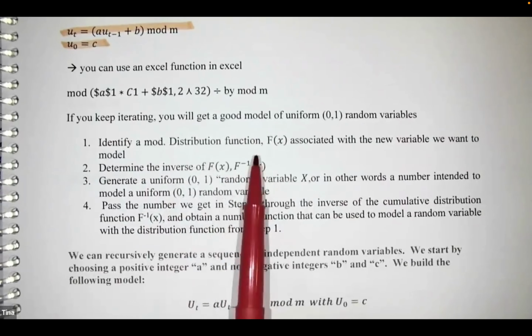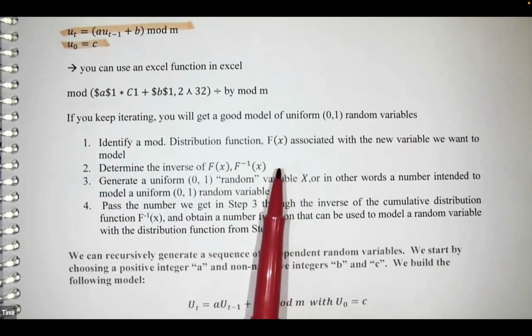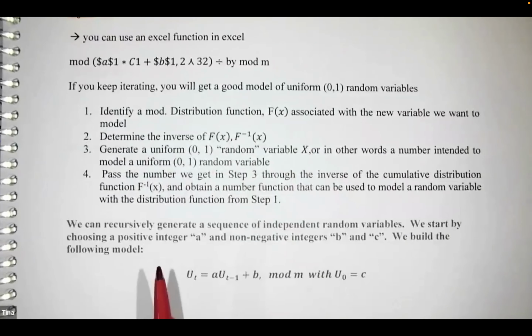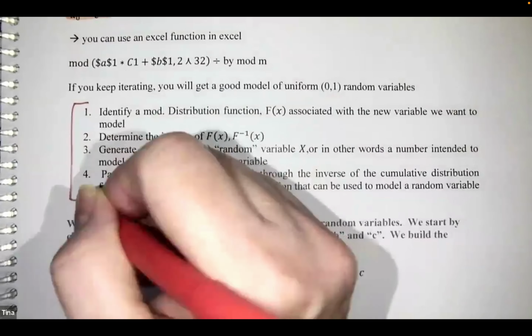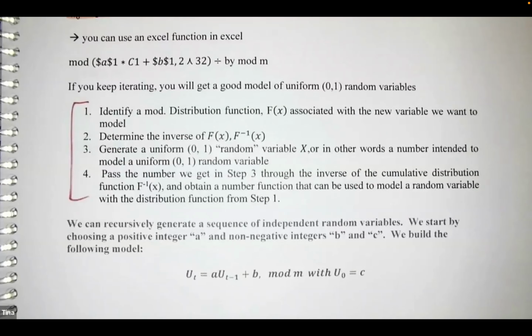Now, sometimes they'll ask you to find a function, and so in that case, we're going to have to find the inverse of the function. I'll show you that process. Okay, so this is kind of our process. Identify a distribution function, capital F of x, determine the inverse, which we call, of course, F inverse of x, which is calc from last semester, and generate a uniform random variable, random as in not exactly random, and then pass the number we get through an inverse of a cumulative distribution function.